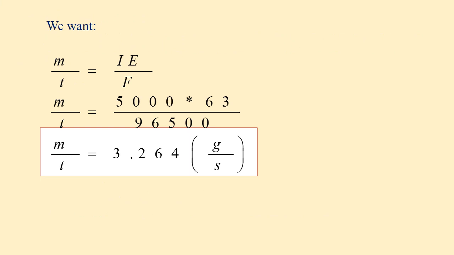So they are asking about the M/T ratio. The M/T ratio is equal to the product of I and E divided by F. Once we put in all the values of current, that is 5000 amperes, and E, the gram equivalent weight, 63, and Faraday's constant or proportionality, that is 96,500, we arrive at this value 3.264, precisely in grams per second.